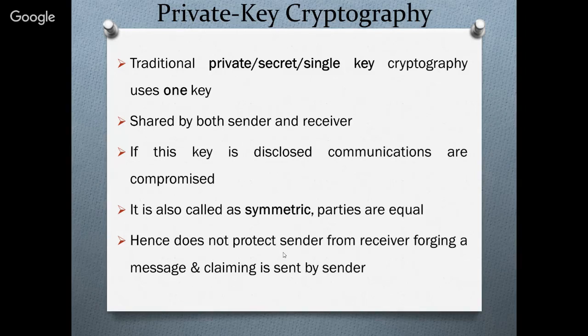So it is also called symmetric. Parties are equal. That is, both users should know the secret key which they have used for the encryption. Hence, it does not protect the sender from the receiver forging a message and claiming it was sent by the sender. That is, you have to concentrate more on the secret key, such that if any third person takes the key and encrypts and says that I'm the authorized person, you can't have any guarantee of cross-verifying whether he is the authorized person or not. So protection given to the key is more important over here.